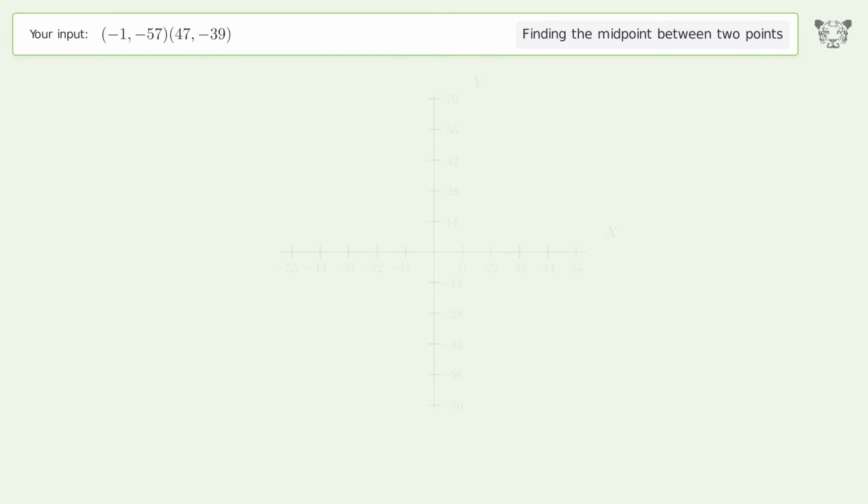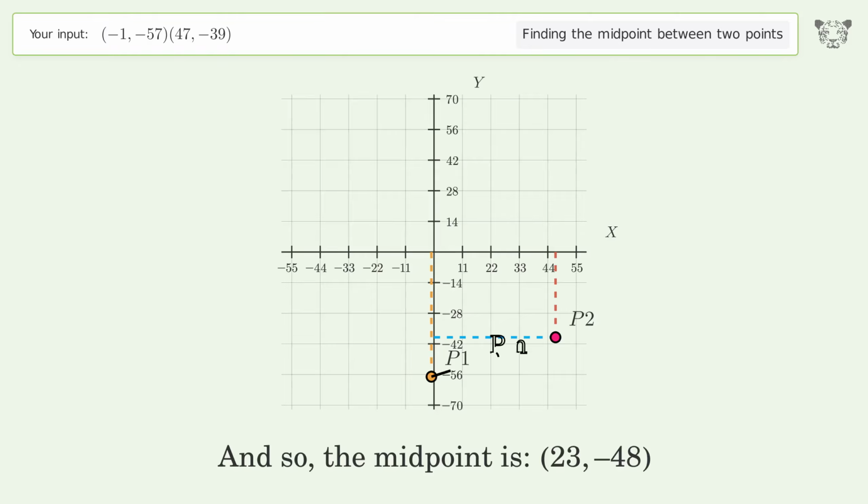And so, the midpoint is 23, negative 48.